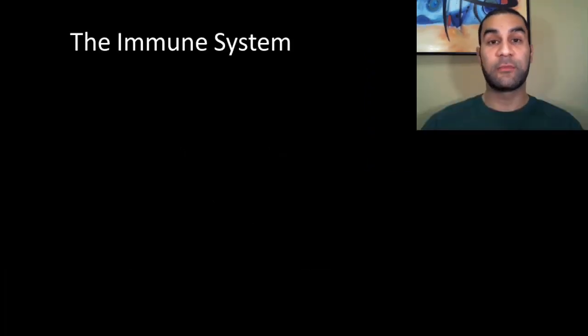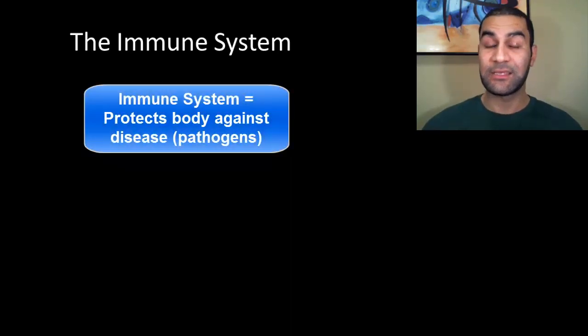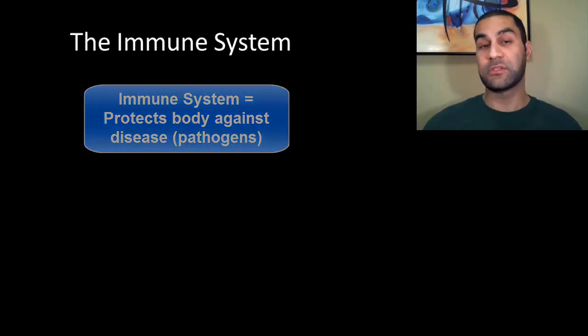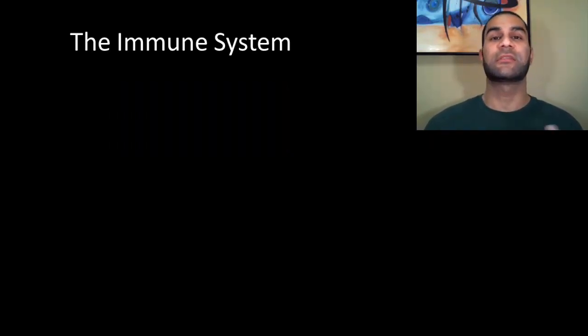So let's start by talking about the immune system in general. The immune system, by definition, is responsible for protecting your body against disease. Disease is what, again, we consider anything that causes harm to your body, not including injury. So as long as it's not an injury and we're talking about anything else that can cause harm to your body, it's what we consider a disease. And your immune system will do anything it can to try to protect you from that disease.